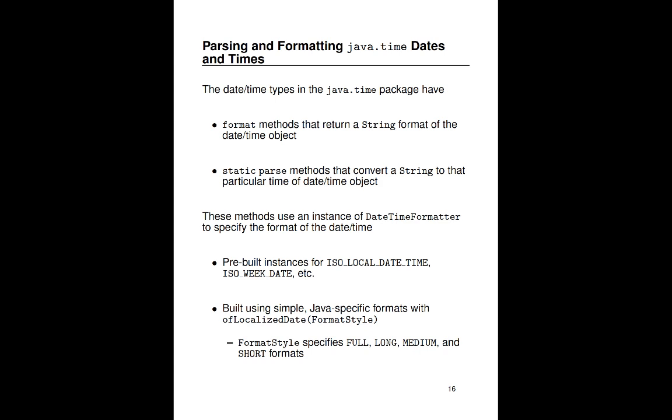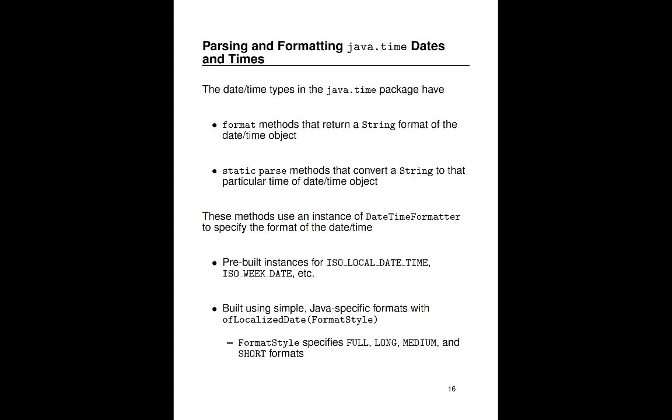In the java.time API, each of the date time types has methods for formatting itself to a string and a parse method, which will take a string and return an instance of the appropriate date time object. The format that's used to parse or format the string is specified by an instance of DateTimeFormatter. So once again, all of the logic and configuration for formatting a date or time is kept separate from the object that represents the date and time itself.